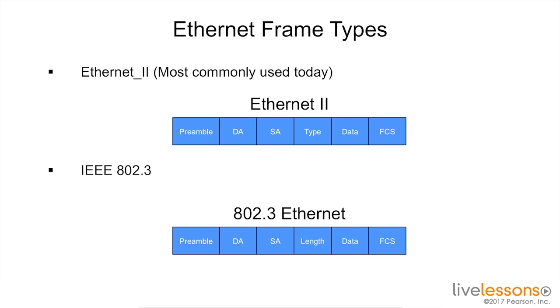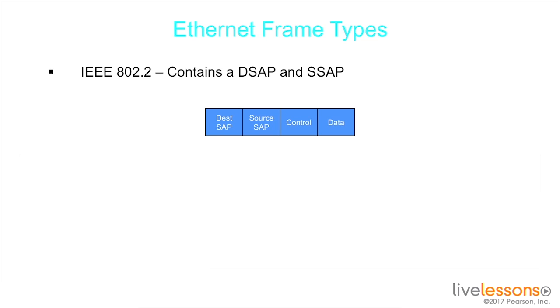802.3 cannot identify the upper layer protocol and must be used with a proprietary LAN such as IPX or Novell. Since 802.3 cannot identify the network layer protocol by itself, it needs help. The IEEE defined the 802.2 LLC specification to provide this. An 802.2 frame is an 802.3 frame with the LLC information in the data field of the header, so we know what upper layer protocol to use.